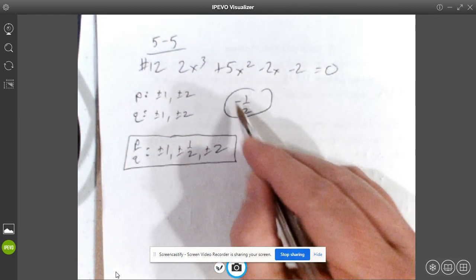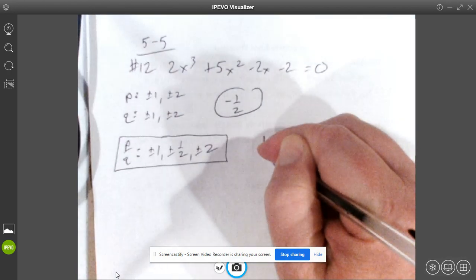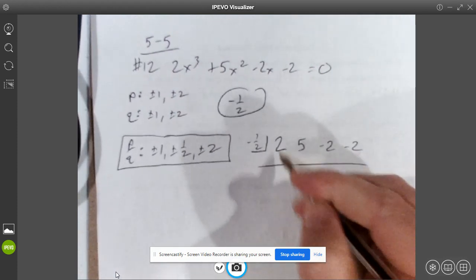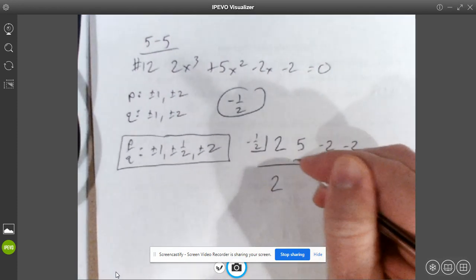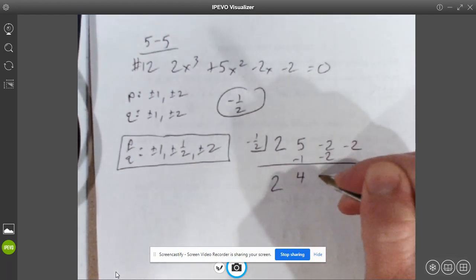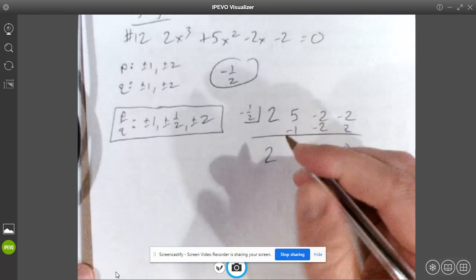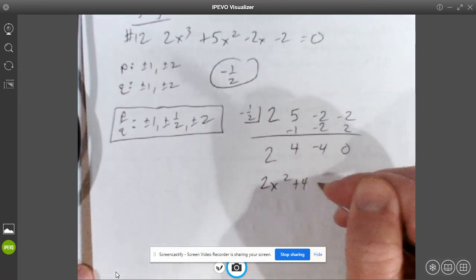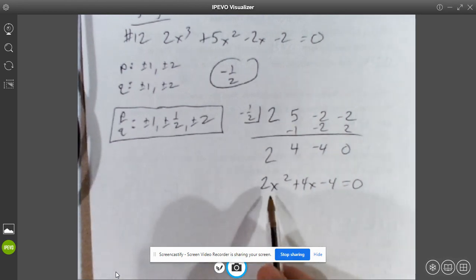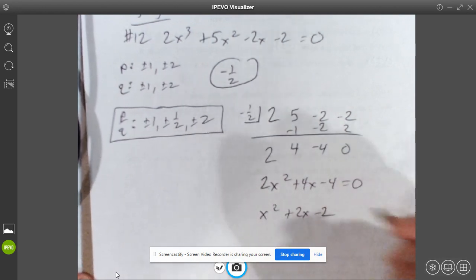So I'm going to do synthetic division here. I go 2, 5, -2, -2, and I'm going to divide that by -1/2. Now I do my synthetic division, add and multiply, add and multiply, add and multiply, and I add. Here's what I get: a quadratic that looks like 2x squared plus 4x minus 4, and I want to know when that equals 0. Like the one we talked about in class today, these are all divisible by 4, so I get x squared plus 2x minus 2 equals 0.